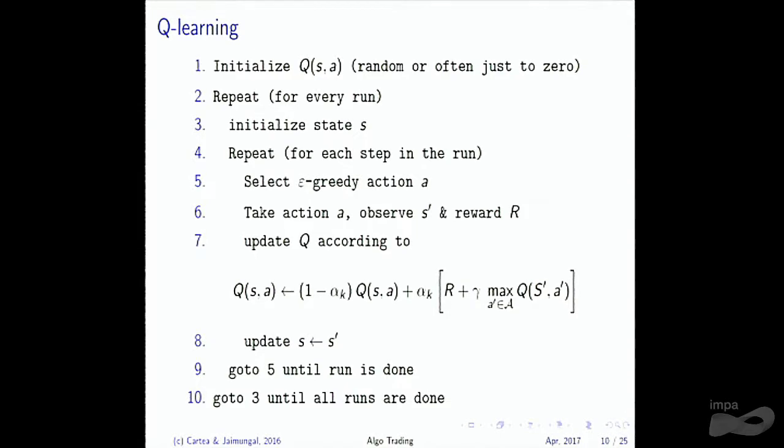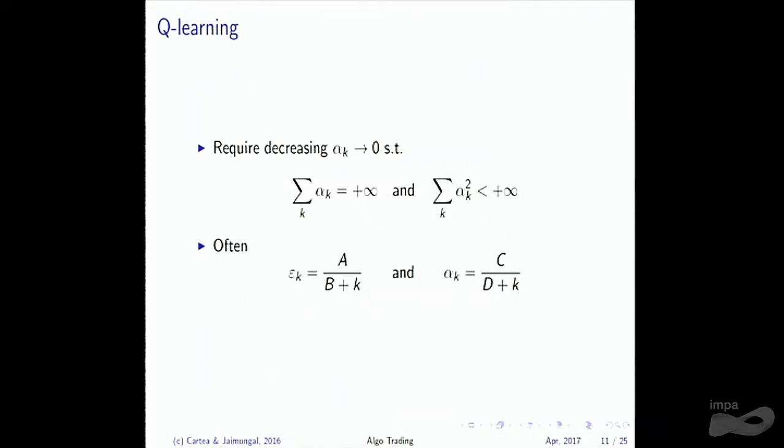There's a requirement on these alpha k's. They have to sum to infinity, but their sum of squares has to be finite. A typical choice is that these epsilon k's are usually taken to be something like constant over constant plus k, and the same thing with alpha. There are some other natural choices that seem to produce good results in different scenarios. This methodology is used a lot in robot and game control, where they try to train a computer to play Atari games, for example, or to balance something on a pole. They've used variants of this type of methodology for that.